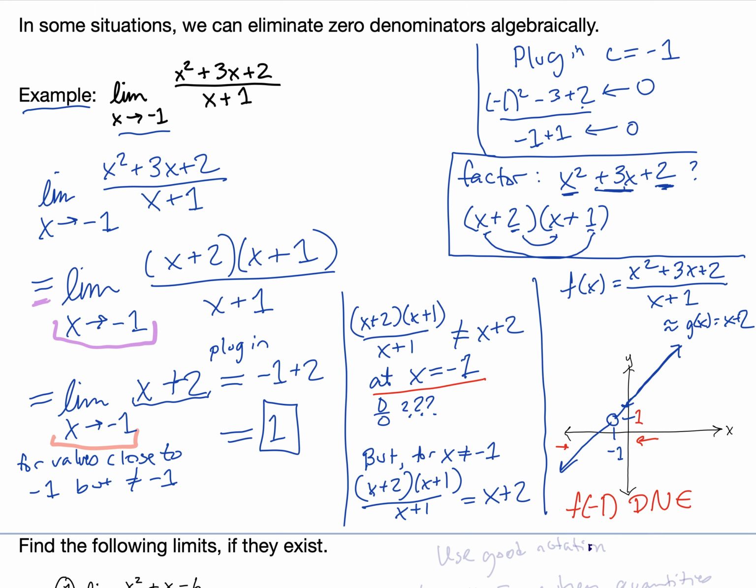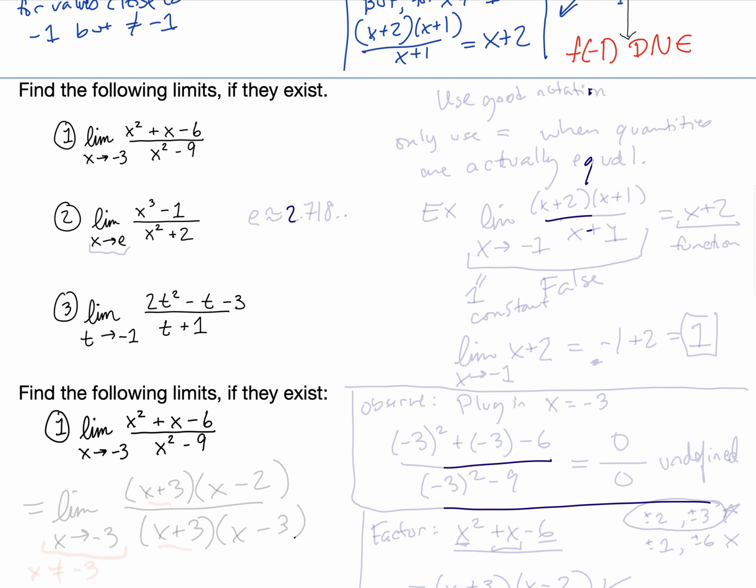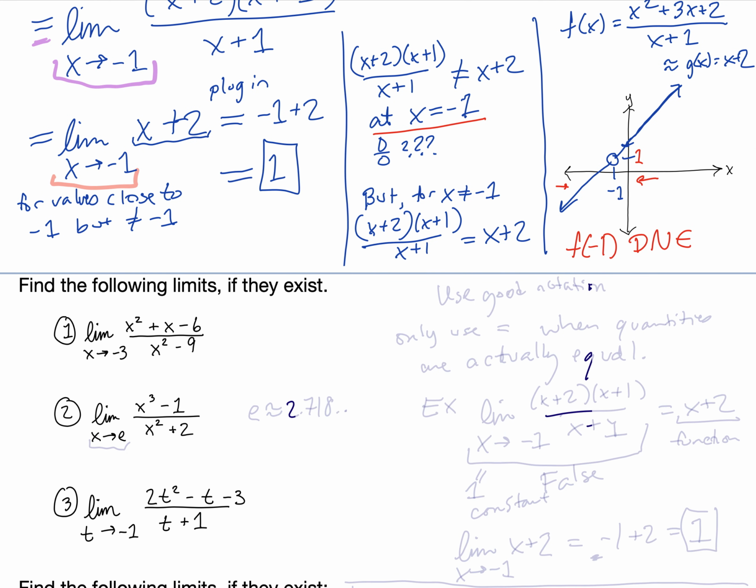Now here are a few examples for you to try. So find the following limits if they exist. As you're doing these problems, I'd like you to get out a piece of paper, don't try to do them in your head, and make sure that you are using good notation. Using good notation, one of the biggest things to be careful of is that you should only use the equal sign when the things on each side are actually equal.